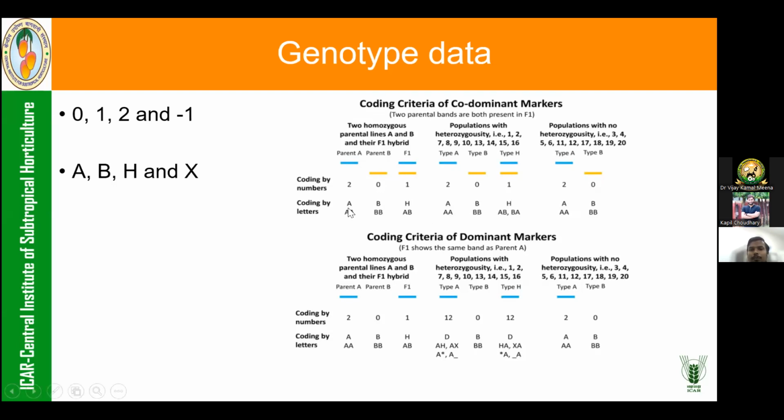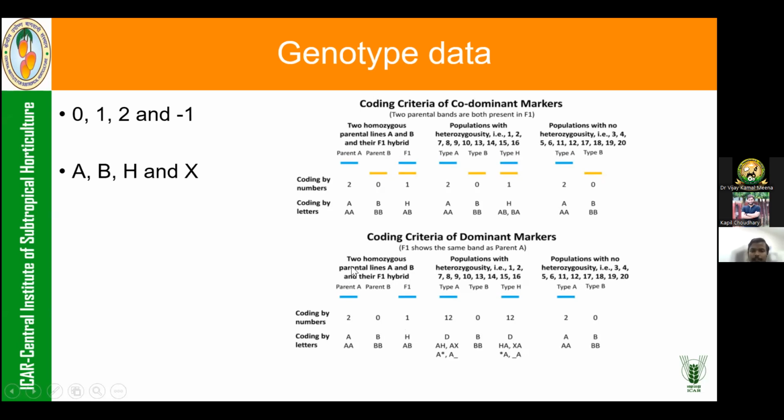Okay. So if you are going for letter A, B, H, and if any data is missing, it should be -1. And in case of dominant markers, parents can be identified like this: if your P1 is showing a band, it will be written as 2. Parent B, where no band is there, 0, and F1 will be 1.